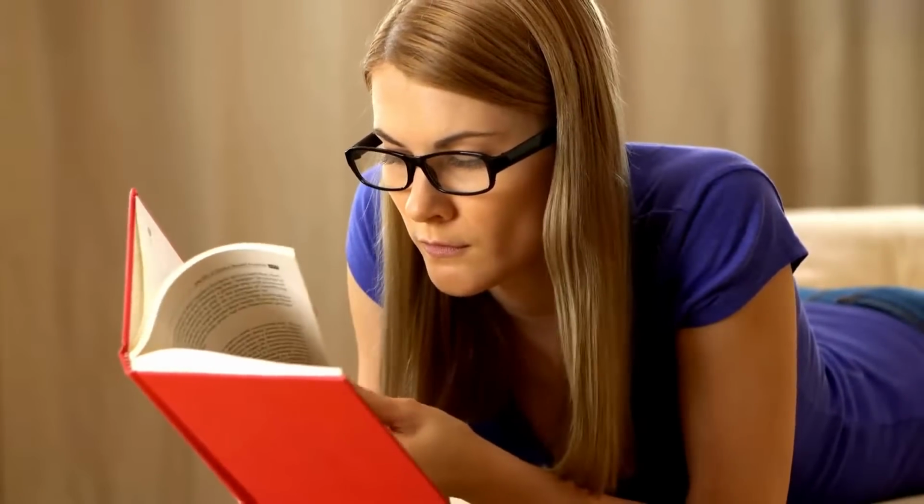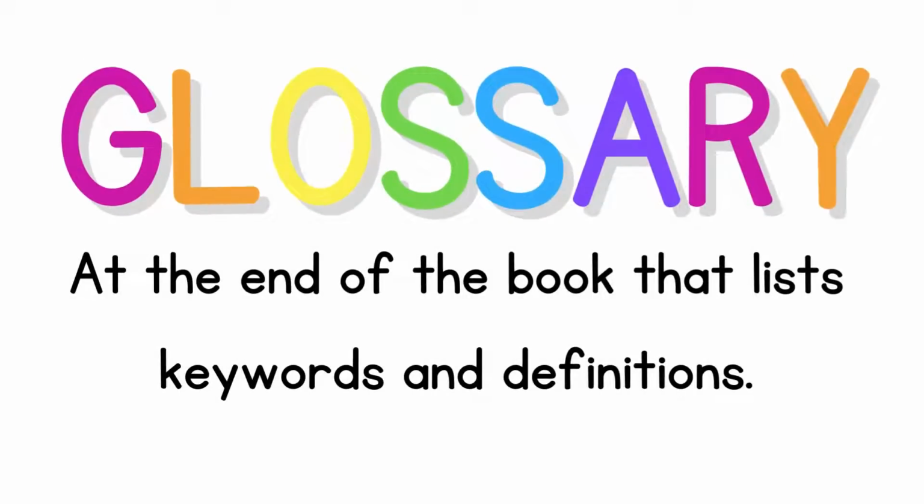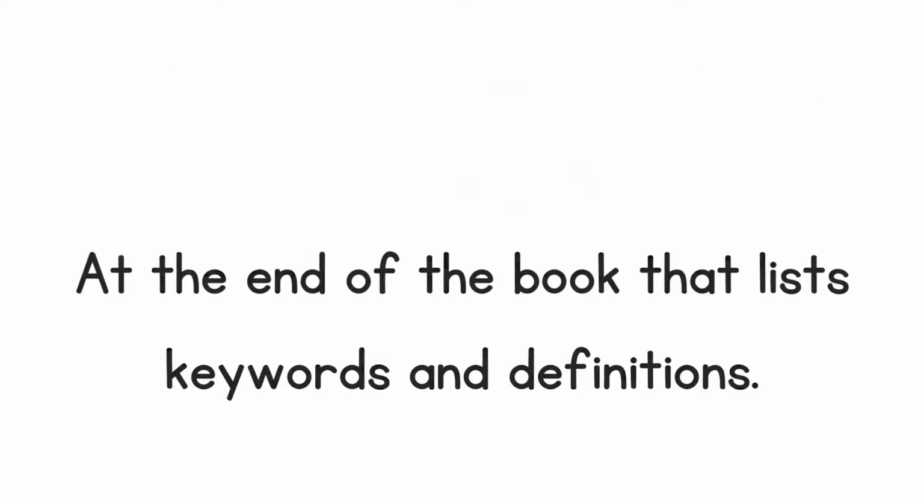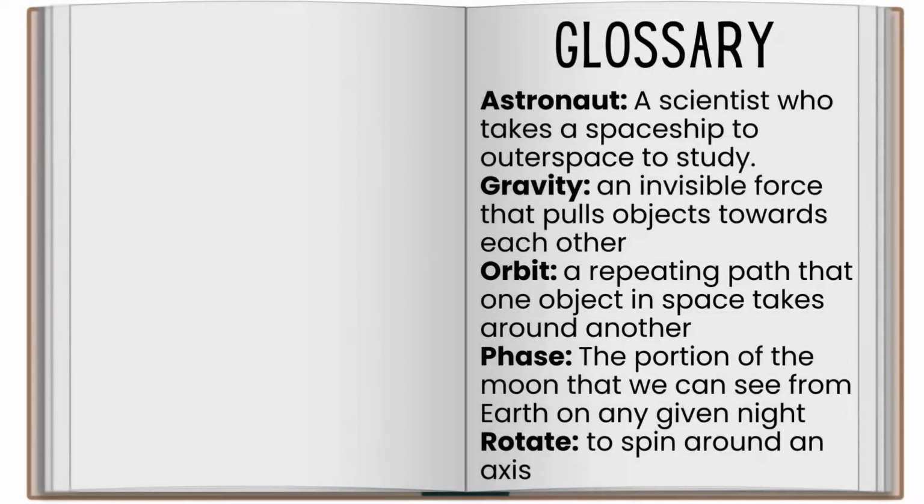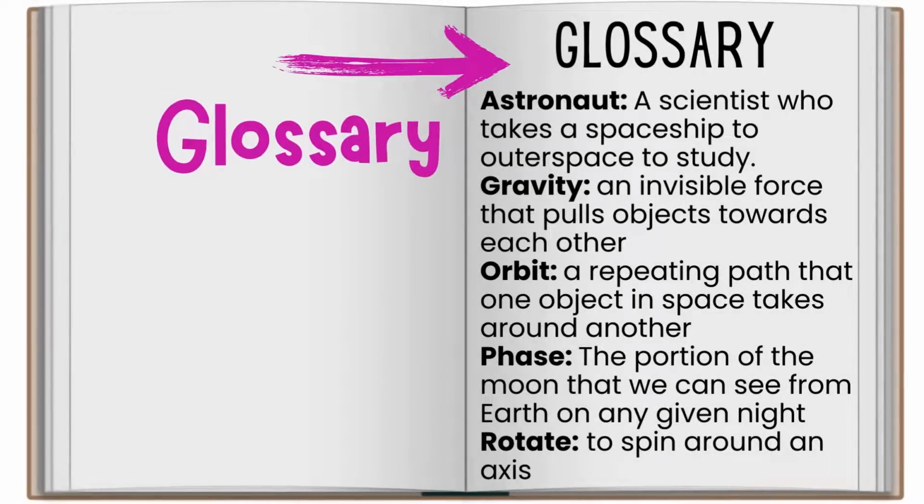Finally, near the end of nonfiction books, you might find a glossary. A glossary is at the end of the book and it lists key words and definitions. So remember when we saw the key word orbit? If I wasn't sure what the word meant, I could turn way back to the glossary and see the definition. Oh, it means a repeating path that one object in space takes around another.